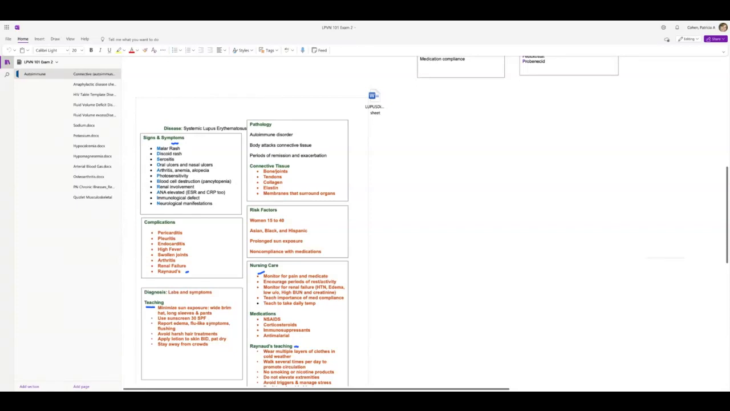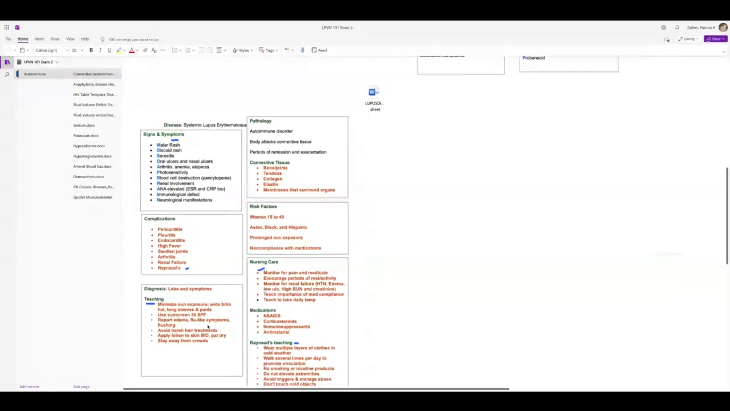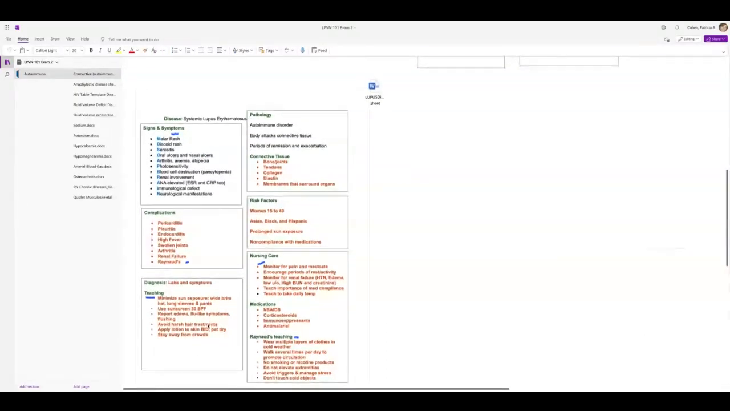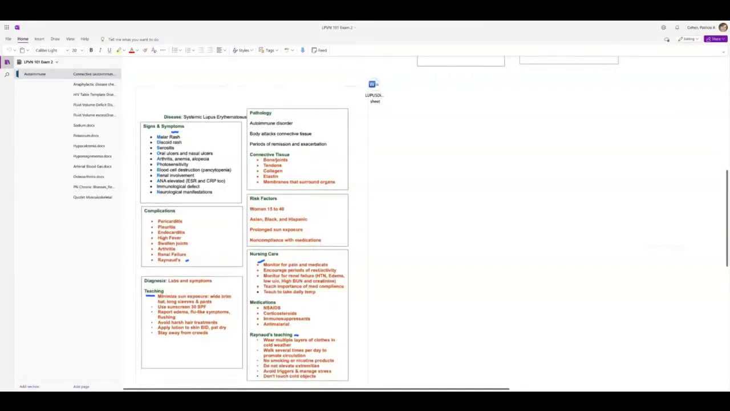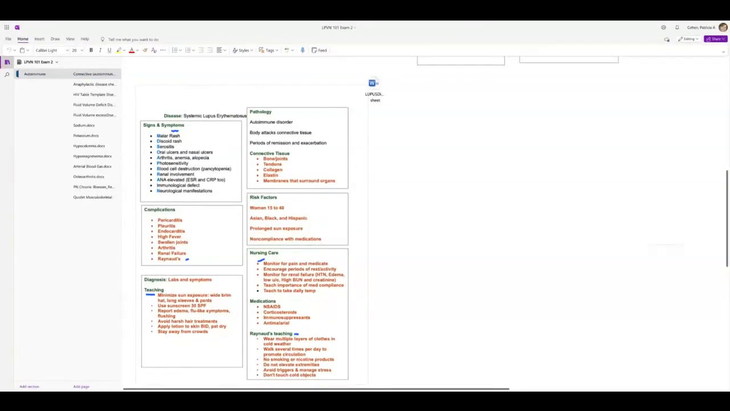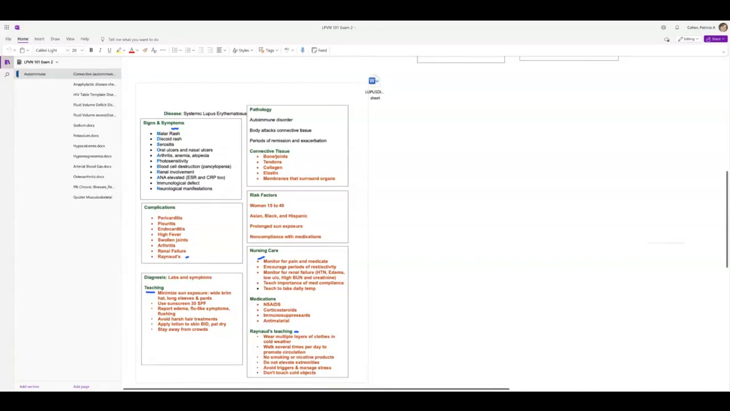I got burned on an ATI question with that. They need to report any flu-like symptoms, flushing, and they should apply lotion to their skin, BID, because their skin can get thin. And stay away from crowds. Anybody with an autoimmune disorder should stay away from crowds.